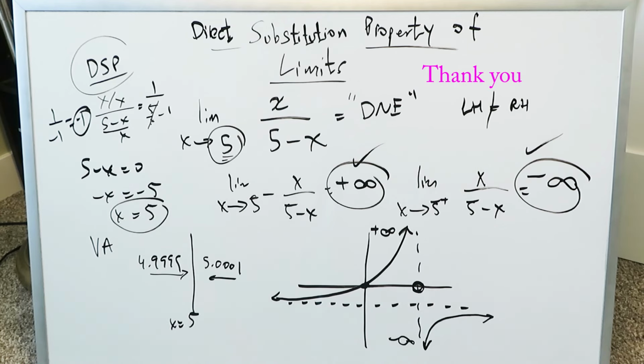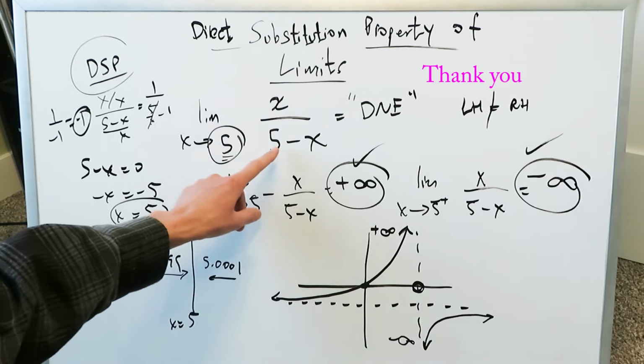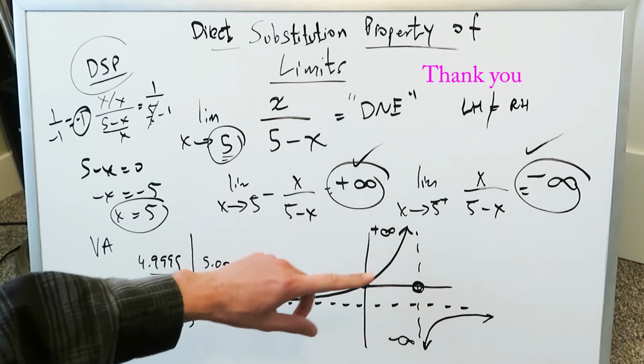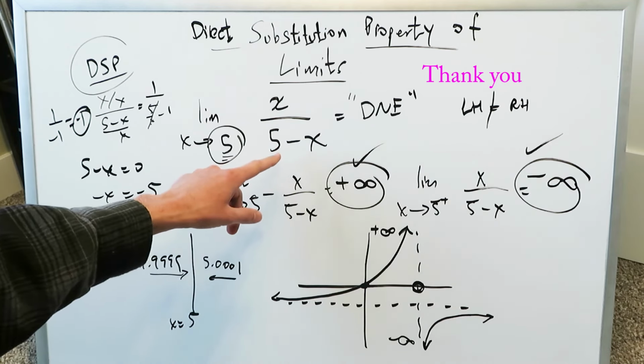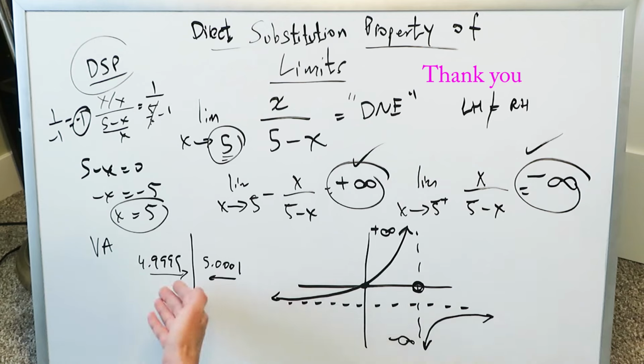And that's it for this video. You've seen the direct substitution property at work. If a is in the domain of your function, plug it in. What you get is your answer. If a is not in the domain of your function, you have some work to do, and that work can involve something like this.